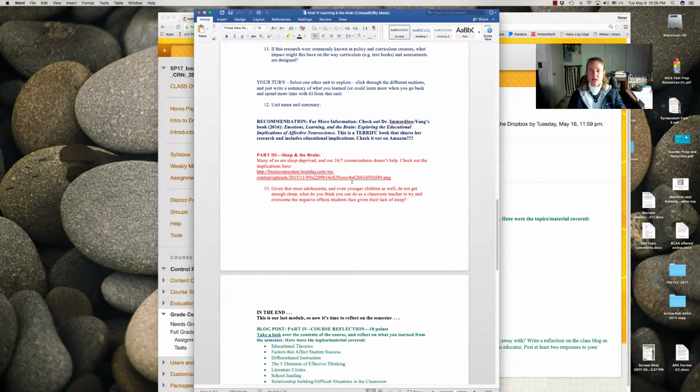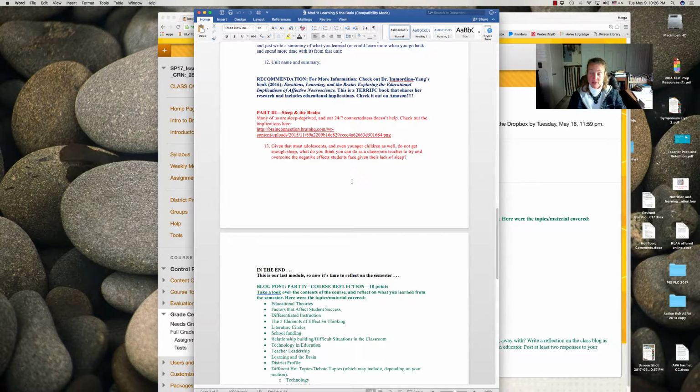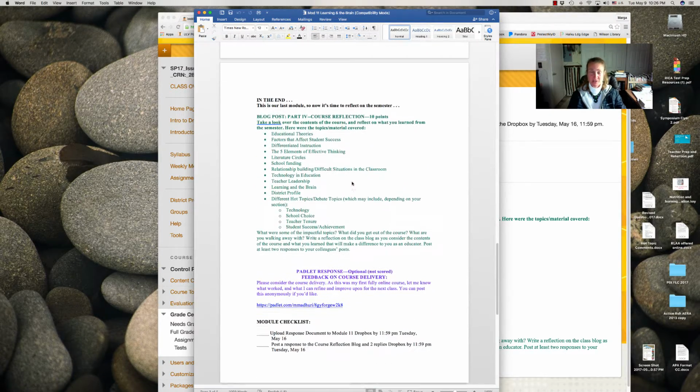Then there's this little chart on sleep in the brain, which I think is significant, so take a look at that since most of us probably are sleep deprived, certainly at this time in the semester.